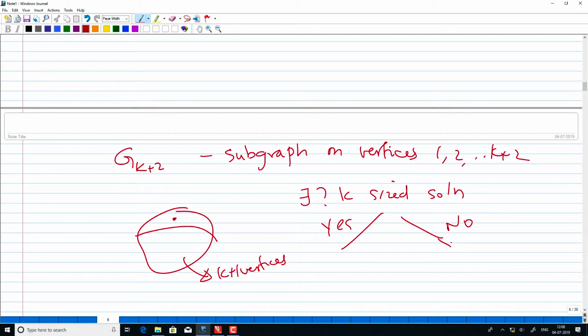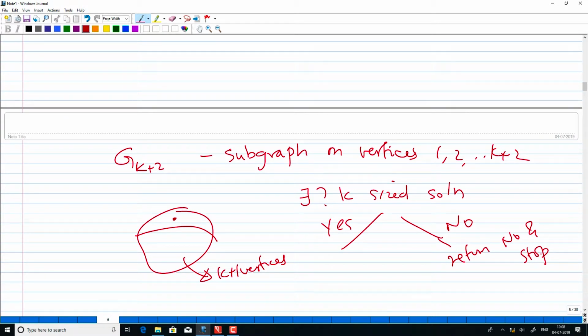So, I picked some k plus 1 size solution and ran my compression algorithm. It comes and says, I can't find a k size vertex cover in this graph. What can you conclude? The whole graph also does not have a k size vertex cover because I can't even cover all the edges of this subgraph here. So, if the answer is no for this subgraph, then return no and stop. Right, for the original graph, there is no k size solution.